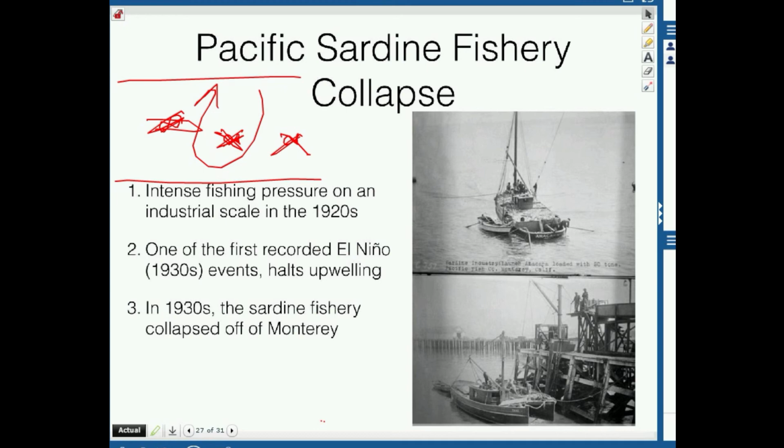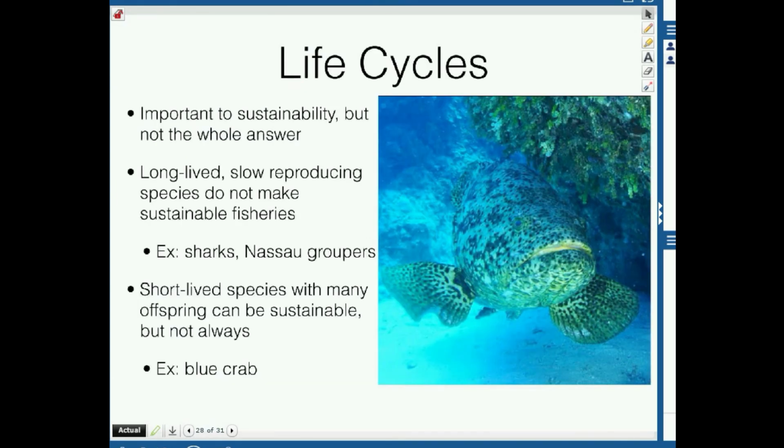And so sometimes people get upset because they put rules like, oh, you can only get fish this size, or oh, we can't even have a fishing season this year. But the reason they're doing that is they're using science to measure the population size and whether it can support a fishery, and they're trying to avoid these collapses.